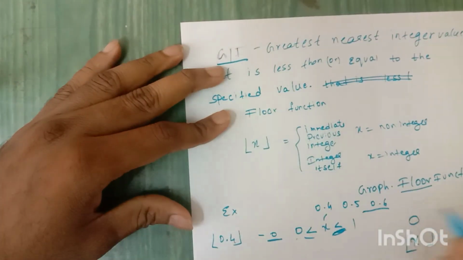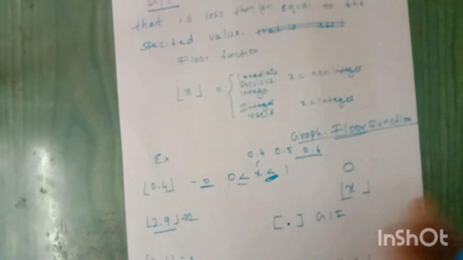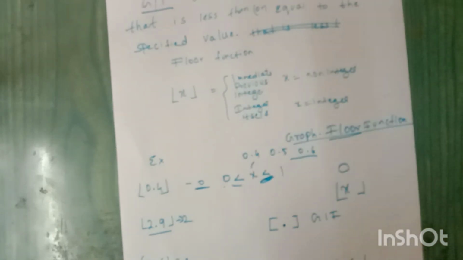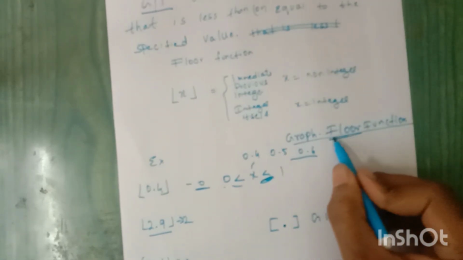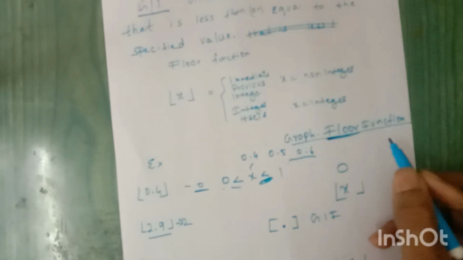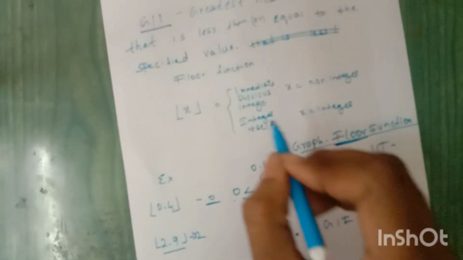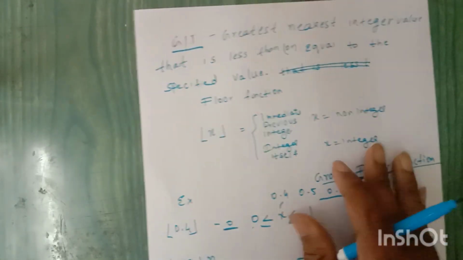Greatest integer function, or floor function. The word we have to remember to understand the greatest integer function is floor function. It is represented by the floor function, and this function is mainly used in exams like IIT JEE or GATE.